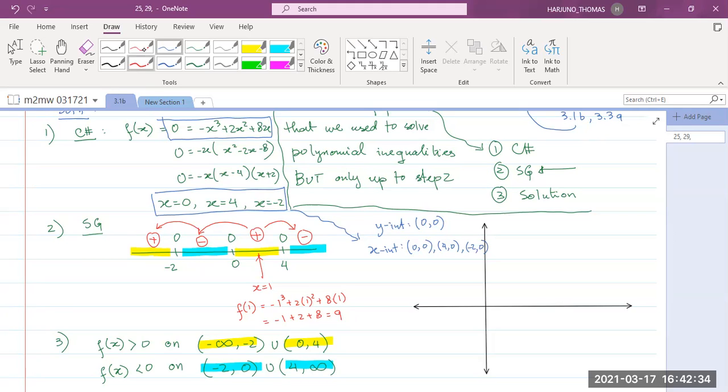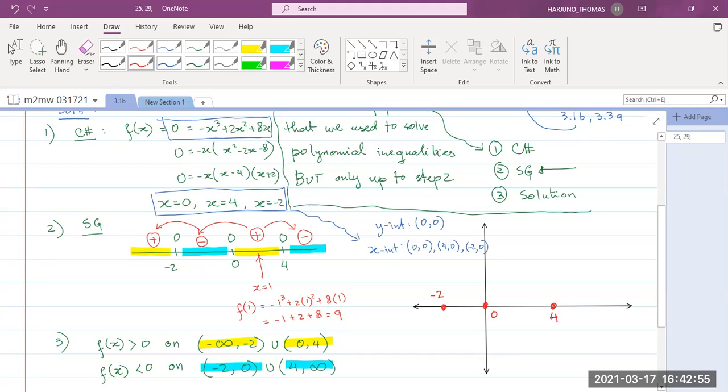Now then let me plot those. The y-intercept happens to be an x-intercept also. That's (0, 0), (4, 0), (-2, 0), the zeros. This is -2, this is the origin, this is (4, 0).